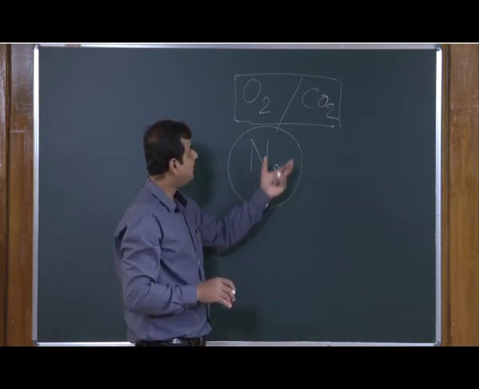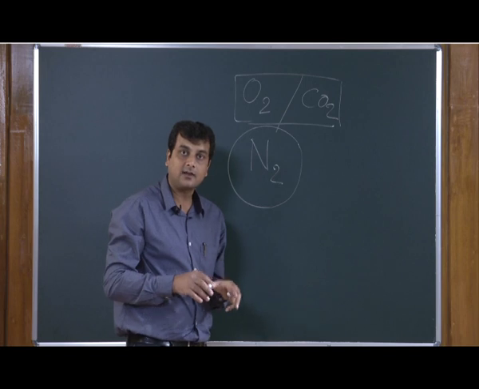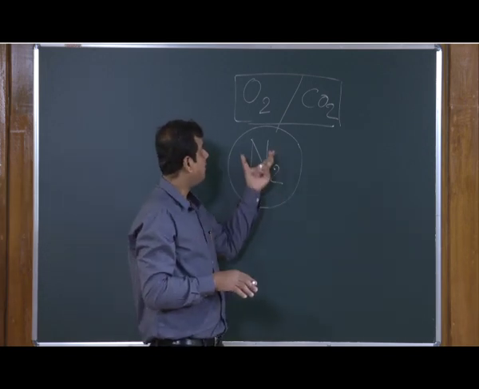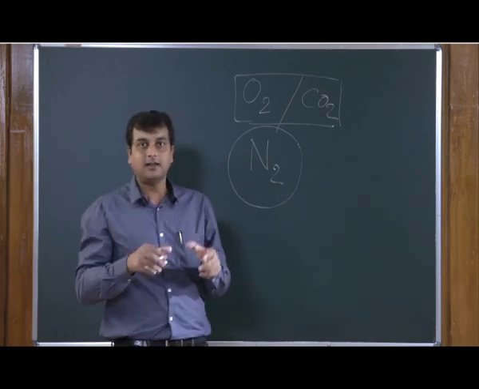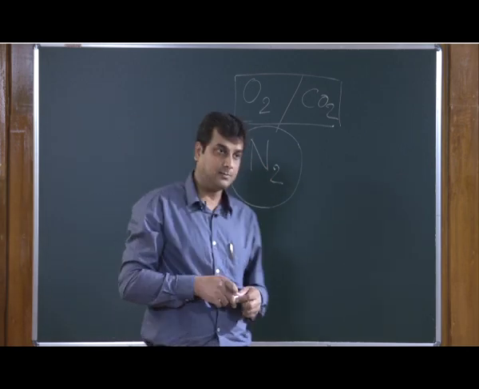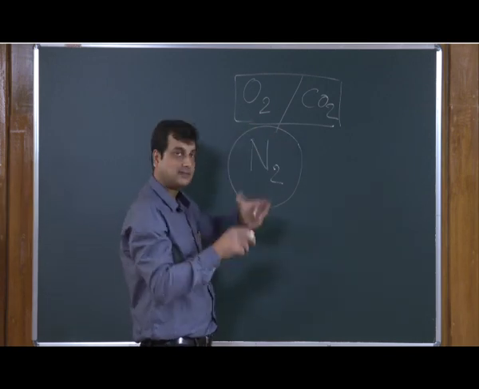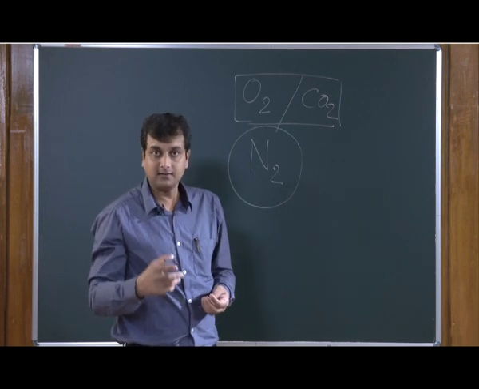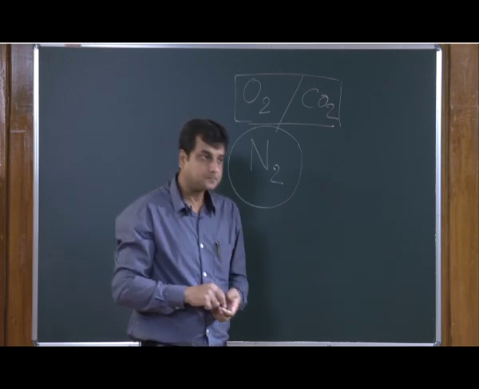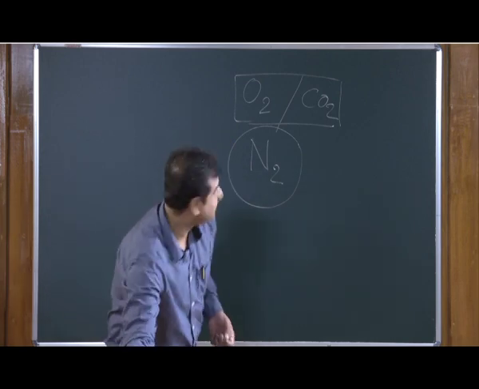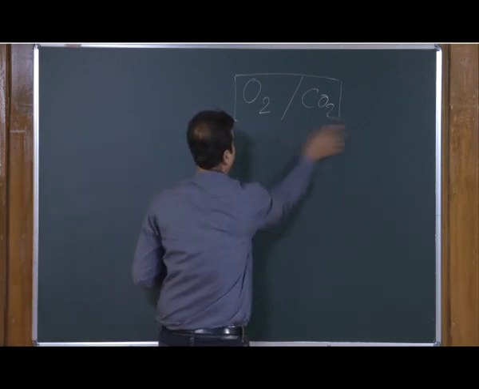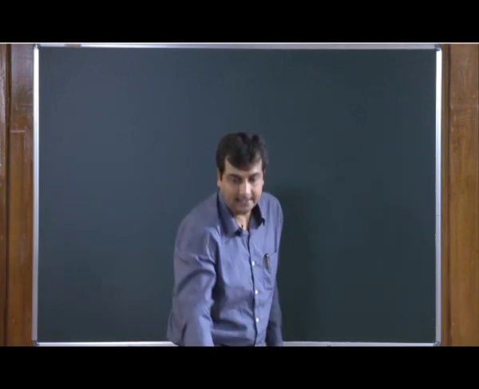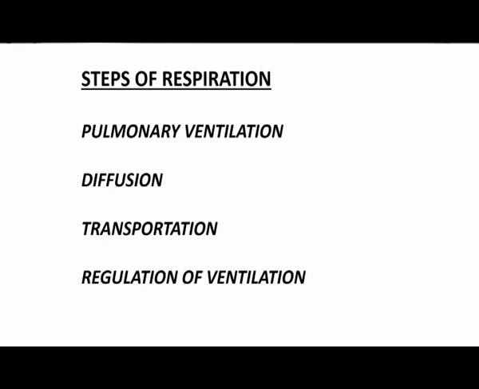Now, second comes carbon dioxide. The carbon dioxide percentage is also very small, but carbon dioxide and oxygen are very important and critically regulated in the respiratory system, and we will discuss these two gases in terms of their respiratory passage and movement and all. Having said that, these are the gaseous components in the atmosphere. If you look at our next slide, the steps of respiration.